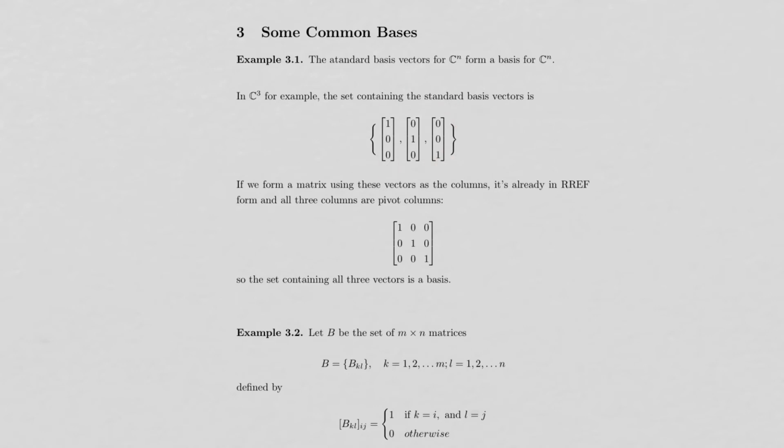We can construct a matrix using these vectors as the columns. We can see that it's already in row-reduced echelon form, and here's my pivots. There's a pivot in every column, so the set containing all three vectors is a linearly independent spanning set from that theorem. In other words, it's a basis.